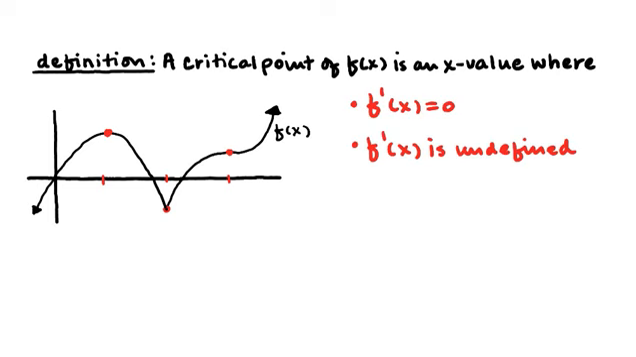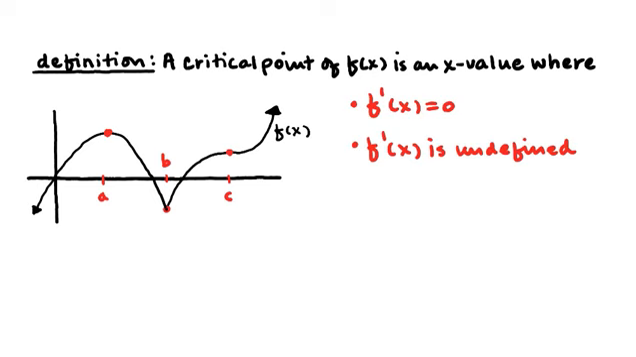Okay, so I found 3 of them. Places where the derivative was 0, where the derivative was undefined. Now, maybe I'll call these A, B, and C. At points A and C, the derivative is equal to 0. But at point B, the derivative is undefined because of the sharp corner, right?